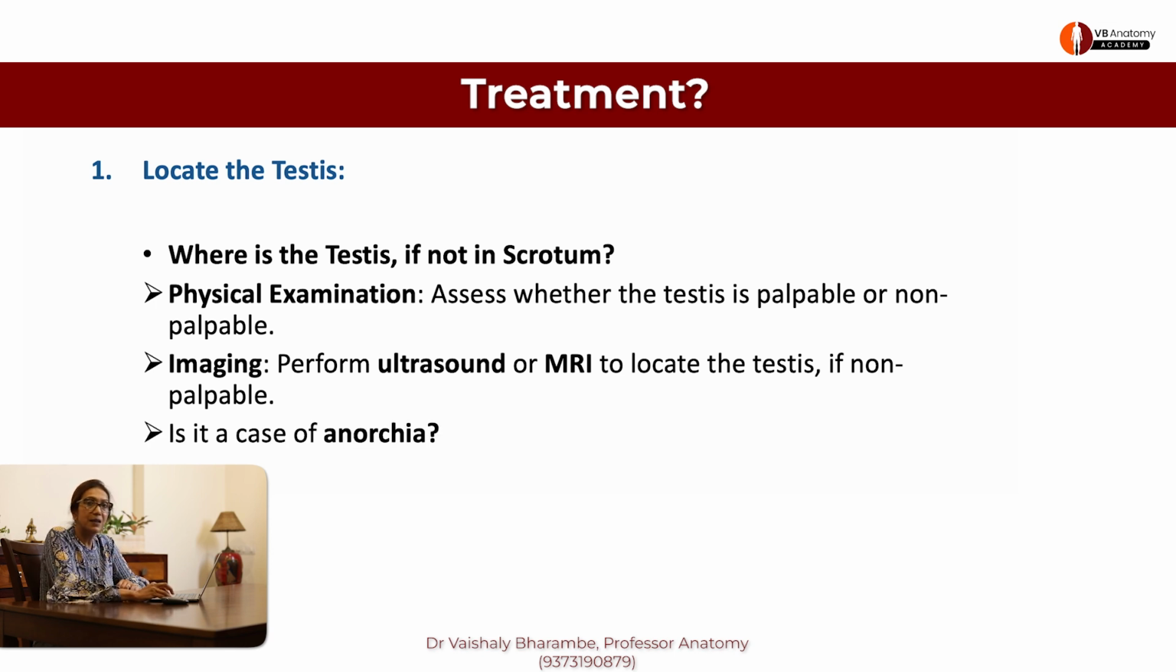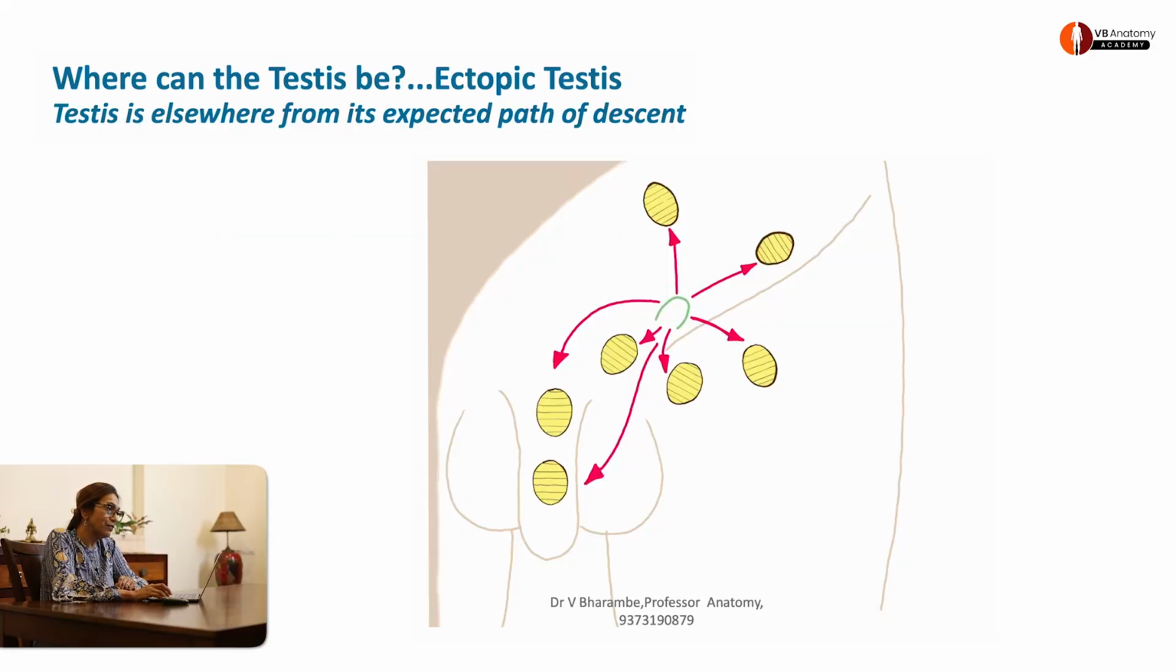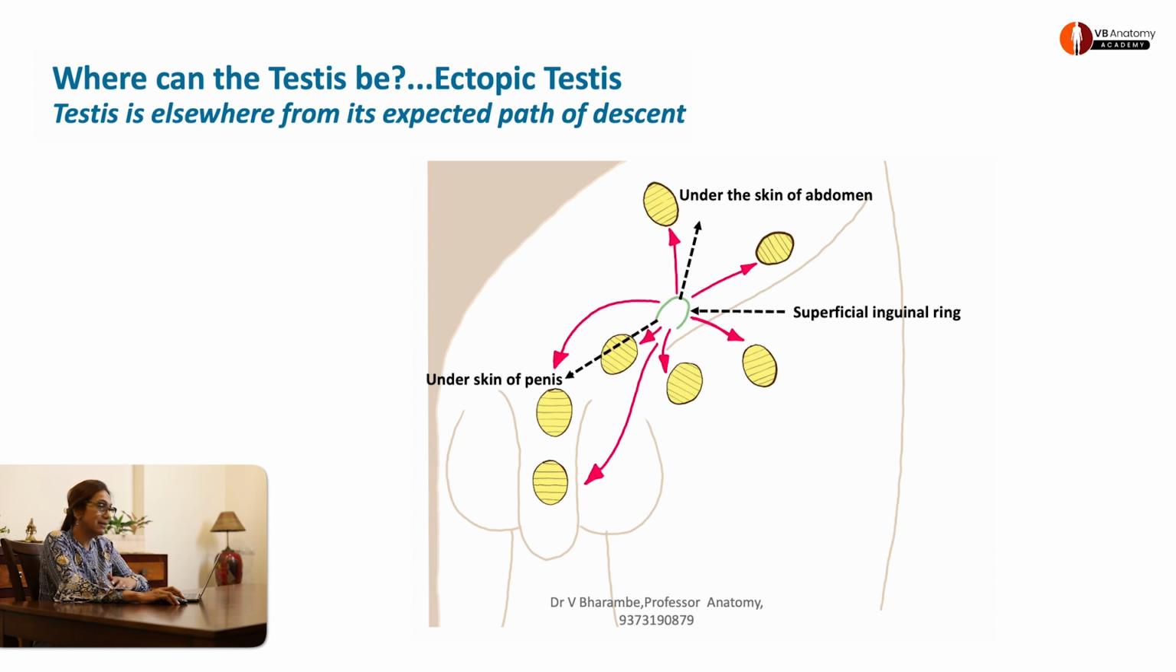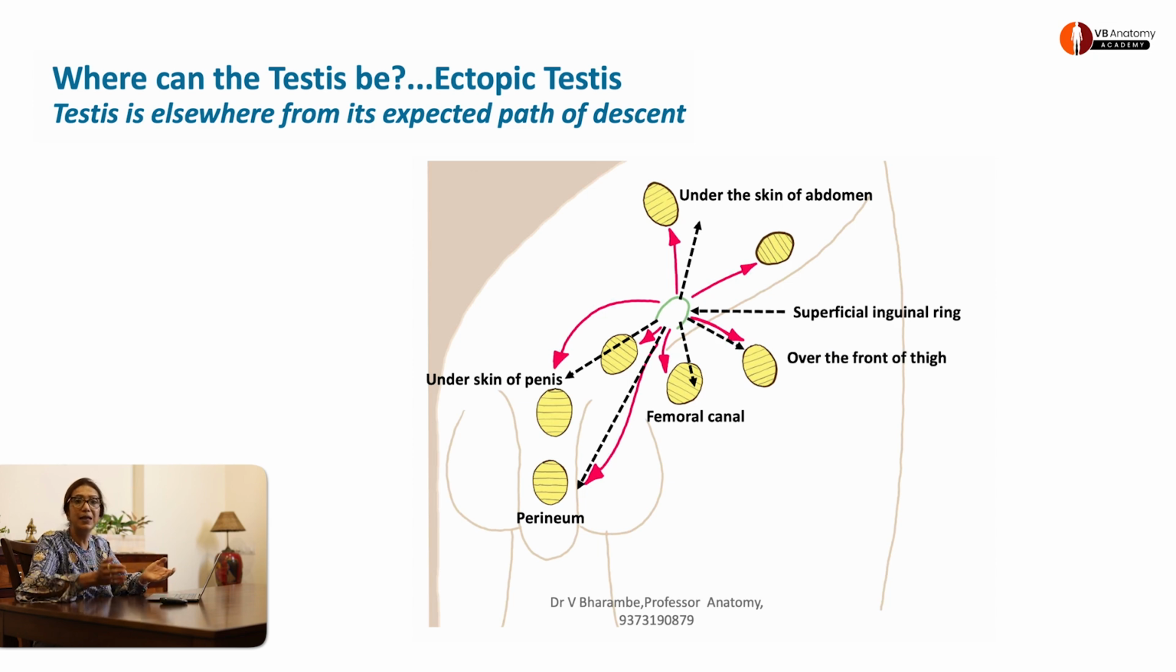Next, is it a case of anorchia? So these are very rare cases, but is it that? Now, if it's not along all this, then where can it be? You remember I told you the gubernaculum has variable attachments. So instead of passing along the path that led it to the scrotum, the testis, after it comes out of the superficial inguinal ring, can go into the anterior abdominal wall. It can go at the base of the penis. It can go into the perineum. It can go into the femoral canal. It can go into the thigh. It can go to all these places. You can search for it there.